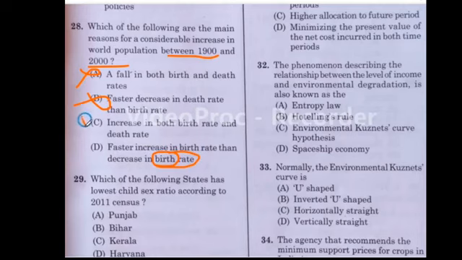Or otherwise option C will be correct. I think increase in both birth rate and death rate. No, this is not correct. So I think there is some mistake here. I think it will be faster increase in birth rate than decrease in death rate. So let us wait till the official key answer releases.